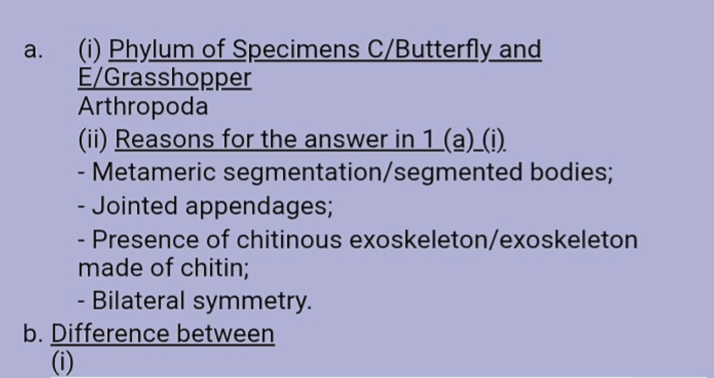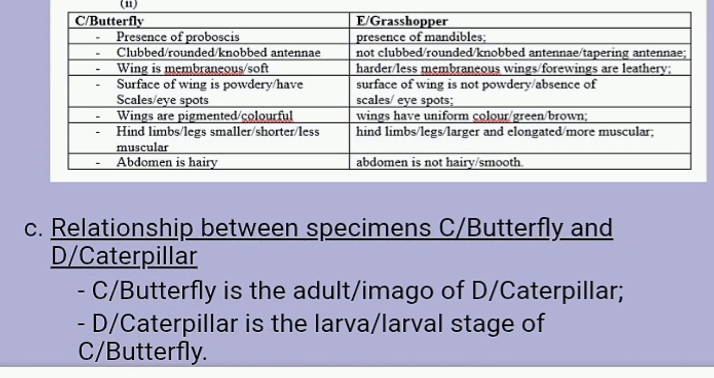And then you are asked to differentiate between butterfly and grasshopper. You can go ahead and say in butterfly there is presence of proboscis, but in grasshopper there is presence of mandibles. In place of proboscis, we have mandibles in grasshopper. And then also in butterfly there is clubbed or rounded or knobbed antenna, like we already said, but in grasshopper the antenna is not clubbed, it's not rounded, it's not knobbed.